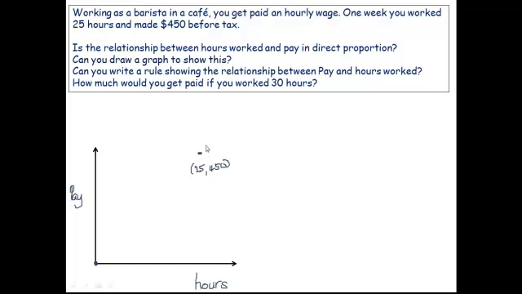Now, can we write a rule showing the relationship between the pay and the hours worked? So we want something like we did before. We want a relationship between pay and hours. So let's just think about it as y is equal to mx. Okay, y is my pay, so I'll call that P for pay. m is the gradient of the graph, which we're going to have to work out, and x is the time that we worked, or the hours that we worked. So I'll just put h in.